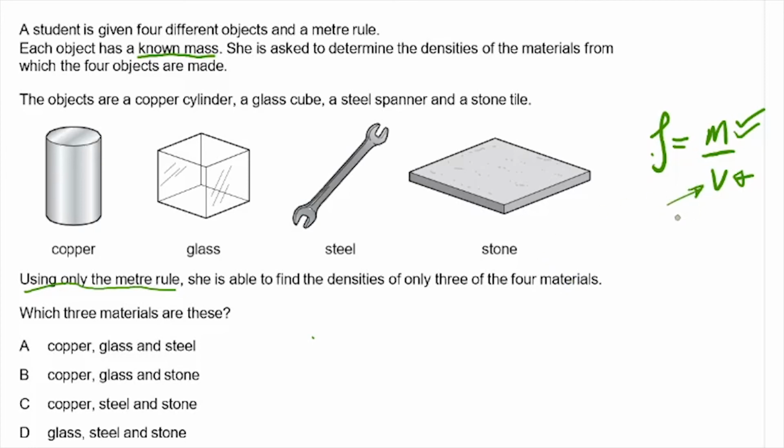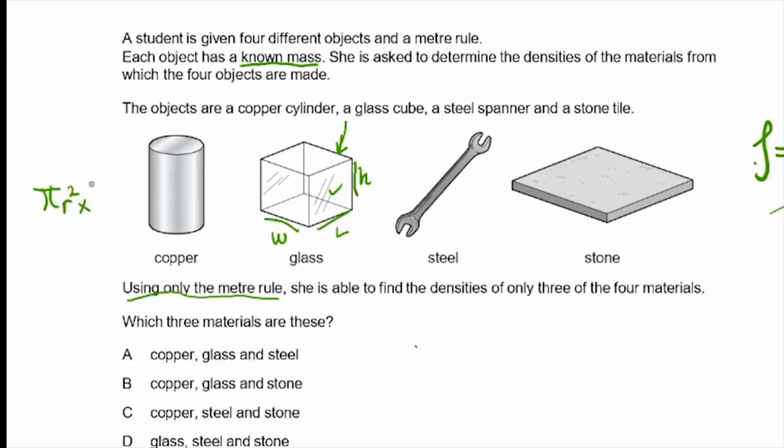Of course, for you to be able to find the volume using a meter rule, it means you're supposed to be able to use it to measure the dimensions you need. So for example, if you look at this glass cube, you can use a meter rule to measure the length, the width and the height. When you do so, you're able to get the volume. So she's able to find the volume of this. Then looking at the copper, the volume of this is the cross-sectional area of the circle, which is pi r squared, times the height. So let us ask ourselves, is she able to use a meter rule to find these variables to get the volume of the copper cylinder?